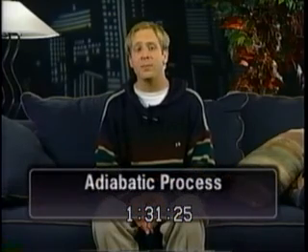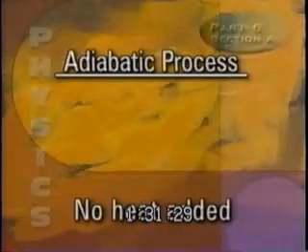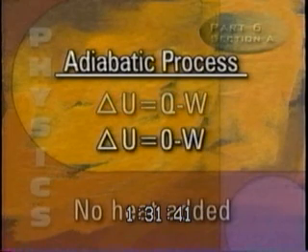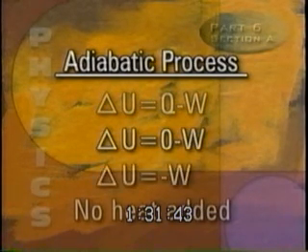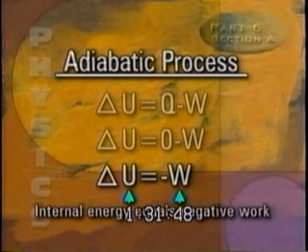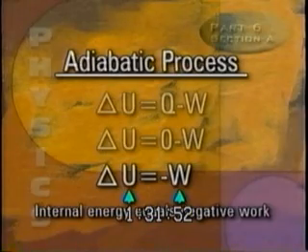The third process we're going to learn about, which involves the first law of thermodynamics, is an adiabatic process. This is when we have a system where no heat is added. Delta U, the change in internal energy, equals Q, heat, minus W, work. If no heat is added in an adiabatic process, the heat, Q, equals 0. And delta U equals 0 minus W, or delta U equals negative W. So for an adiabatic process, the increase in the internal energy of the system equals the negative of the work done by or to the system.